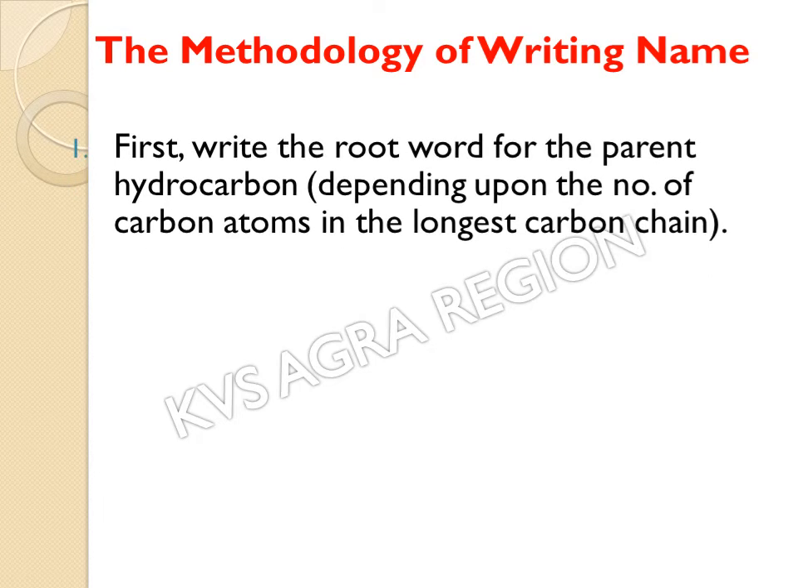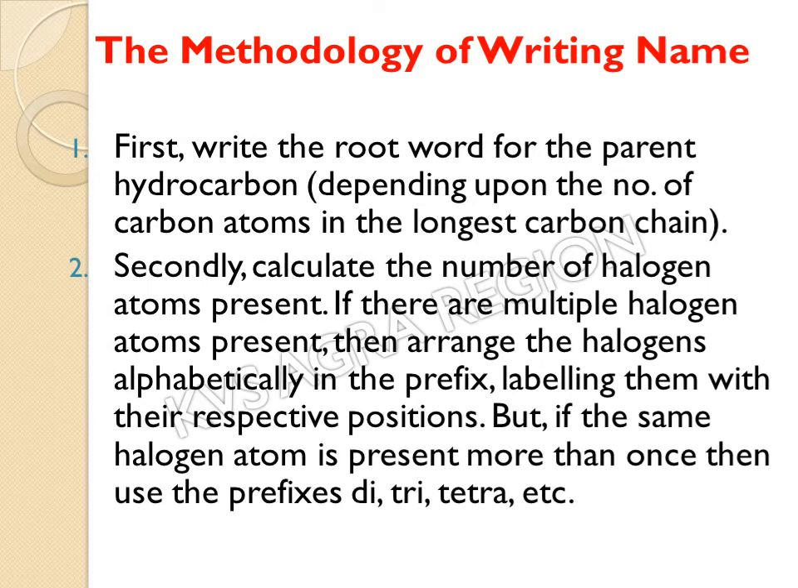First, write the root word for the parent hydrocarbon depending upon the number of carbon atoms in the longest carbon chain. If there is only one carbon, meth; 2, eth; 3, prop; 4, but; and so on. Secondly, calculate the number of halogen atoms present.